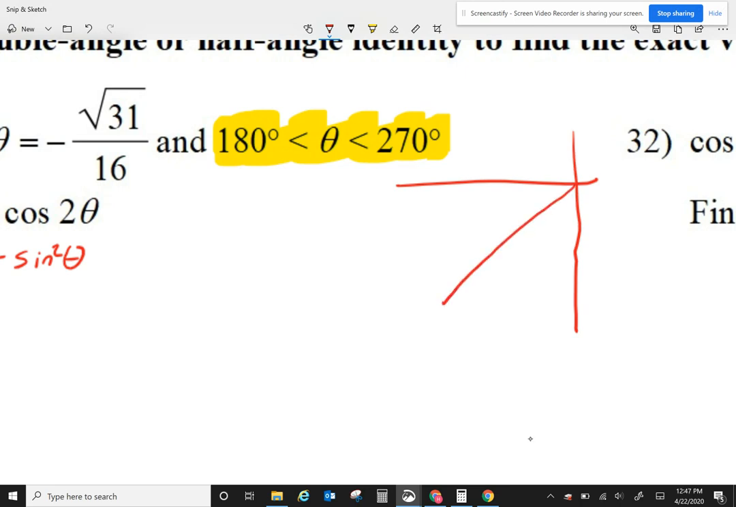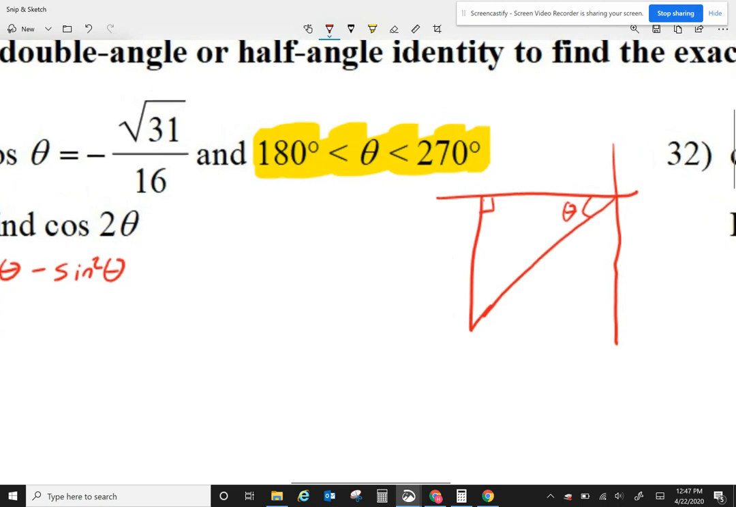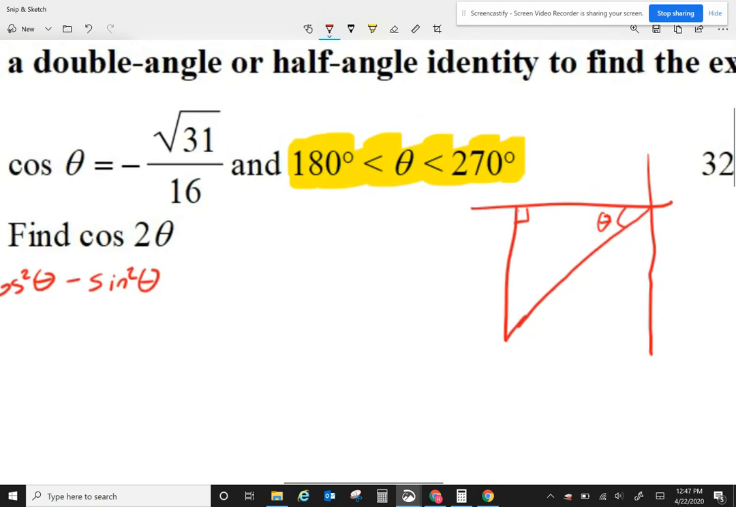I'm going to say theta is somewhere about here. Remember, I have to create a triangle where my 90-degree angle is on the x-axis. All right, so let's see what I'm given. I know cosine is adjacent over hypotenuse. So in the negative sign, I'm going to give it to the radical. So I'm going to say the adjacent is negative radical 31. The hypotenuse is 16.